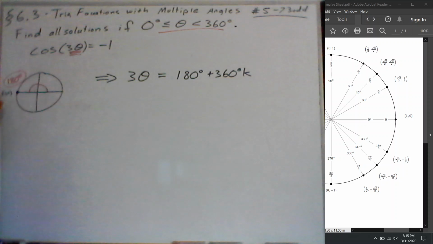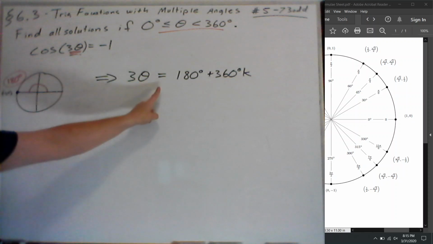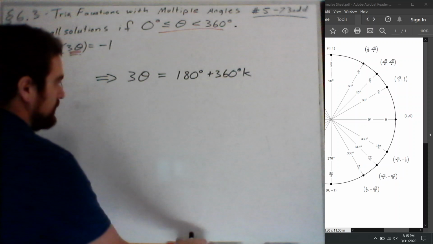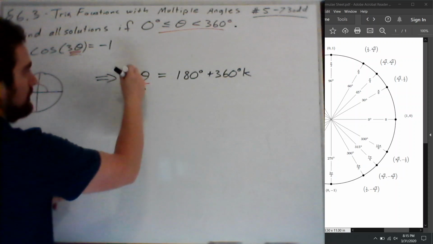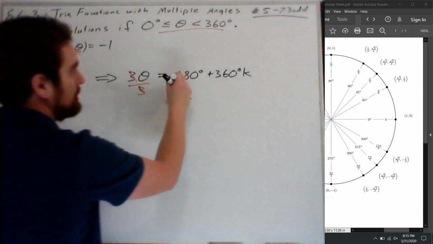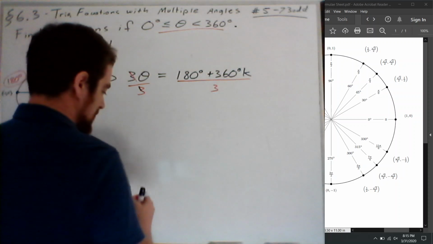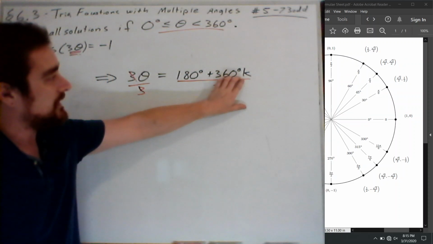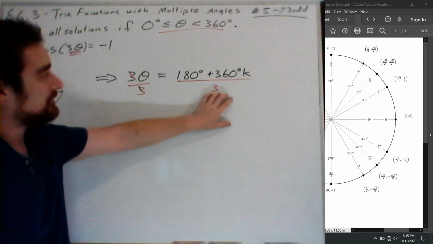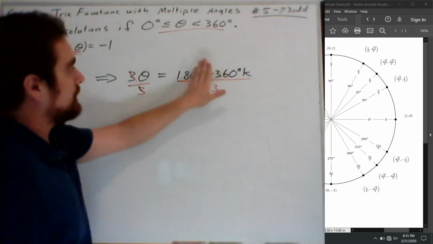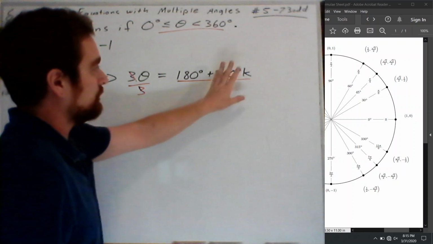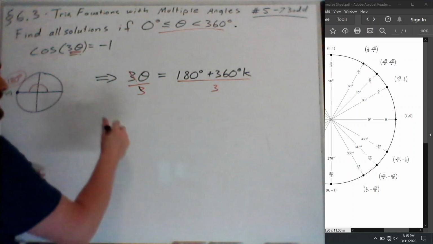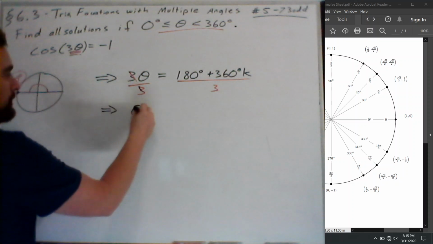So unlike the last one, I only have this one angle to deal with. But again, I don't want to know what 3 theta is. I want to know what theta is. So I'm going to divide by 3 on both sides. Make sure you put this plus 360 degrees K first, then divide by 3. Otherwise, you run the risk of only dividing 180 by 3 and then adding on 360. But that's not how we're going to pick up the multiples.